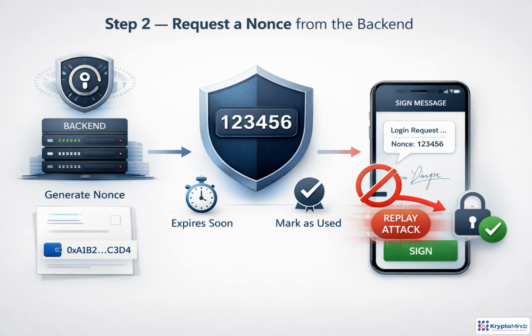Once the front-end has the wallet address, it asks the backend for a nonce, for example with getAuthNonce?address=. The backend creates a random value tied to that address and returns it with an expiration time. This value must come from the server, not the browser. When the user signs the login message, the nonce proves the signature is fresh. After verification, mark the nonce as used, so a captured signature cannot be replayed.